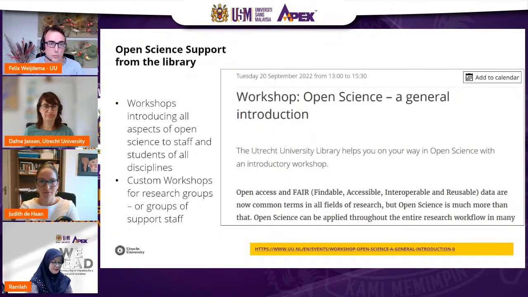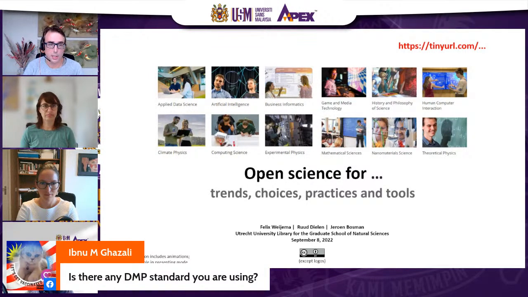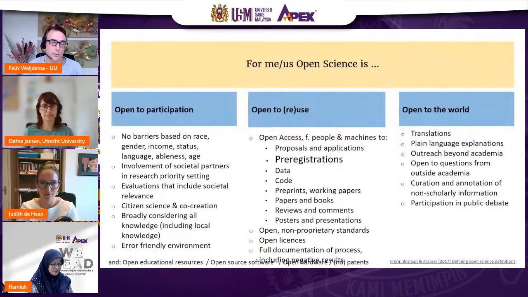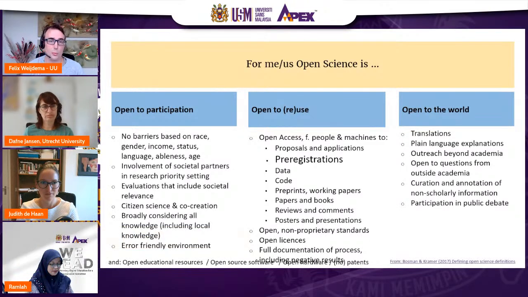And this general workshop, I try to summarize it in three slides. And it says open science for, and that can be a general audience of students or researchers. And we dive into the definition of open science, and we don't feed them this crowded slide, but we do this step by step, and we say open science has three main pillars: open to reuse, that goes for publications and data; open to the world; and open to participation.